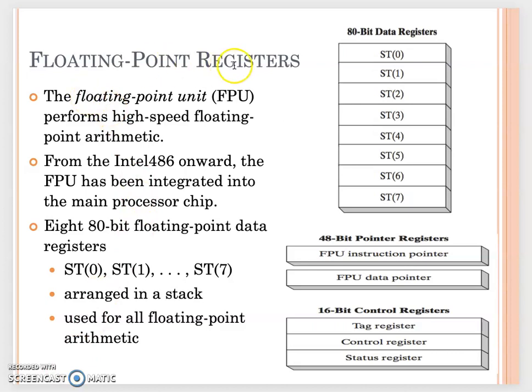Here let's see the floating point registers. The floating point unit, FPU, performs high-speed floating point arithmetic, because the floating point arithmetic focuses on decimal digits. Since the Intel 486, the FPU has been integrated into the main processor chip. That's why the floating point unit is in our CPU. For the floating point registers, we have a total of 8.